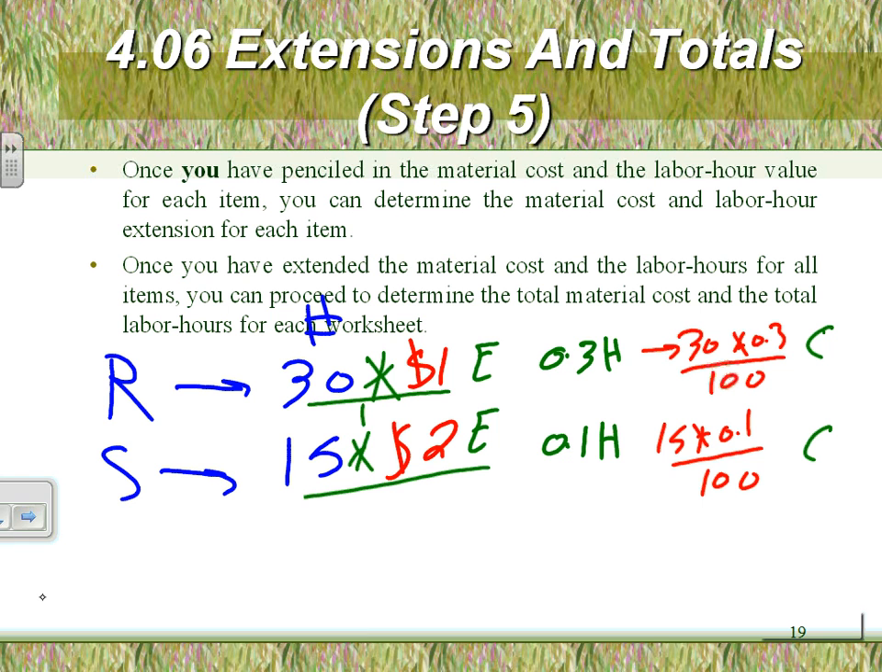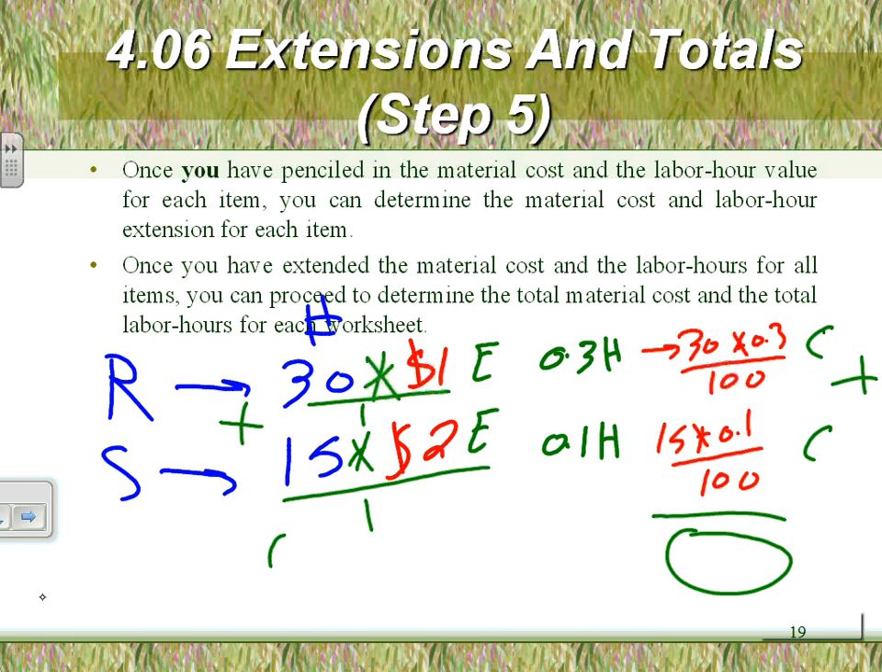Multiply these, divide them by 1. Make sense? 30 times 1 divided by 1, 15 times 2 divided by 1. Why 1? Because it's each. This is called extension. And then when you add them up, I'm going to say plus, and you put the answer here. That's your total.